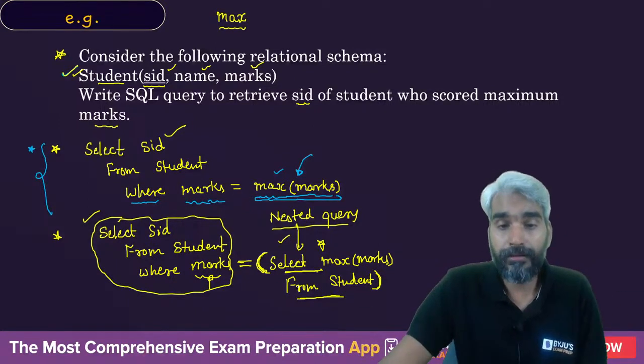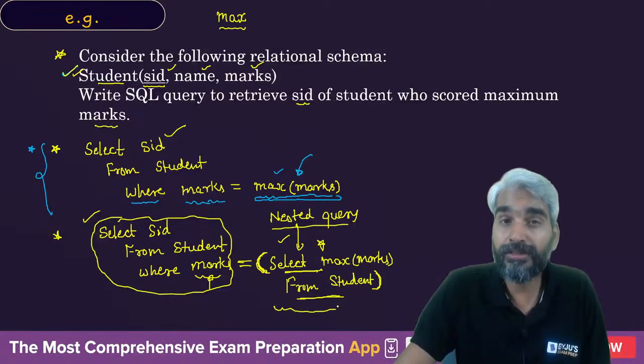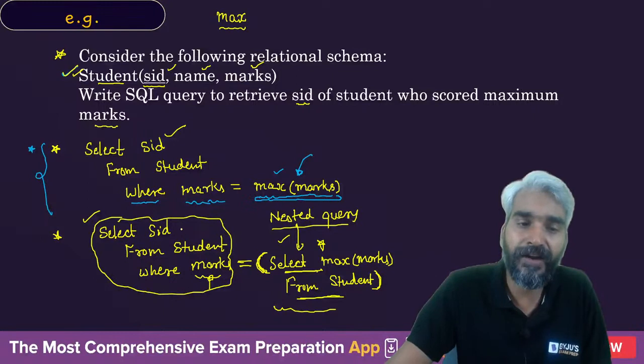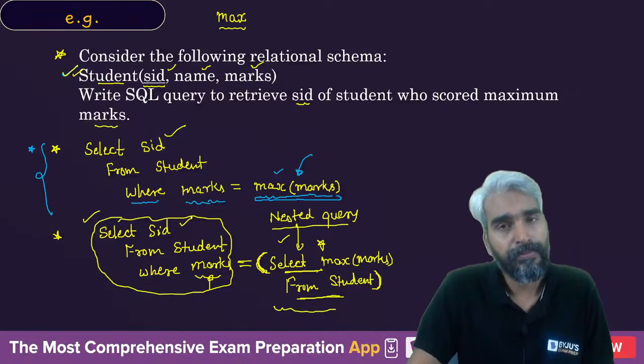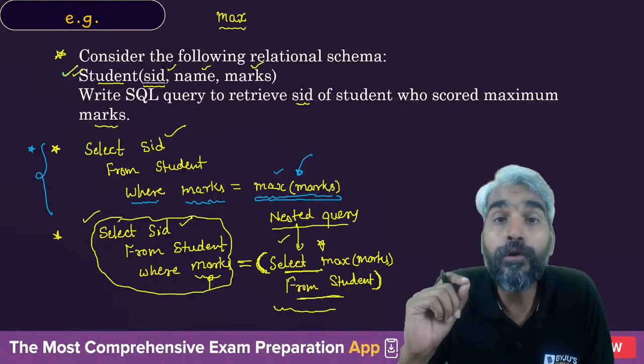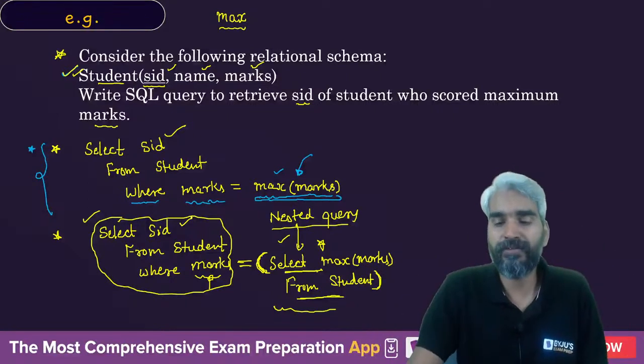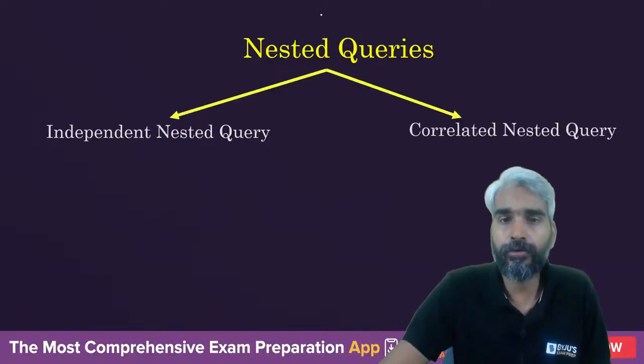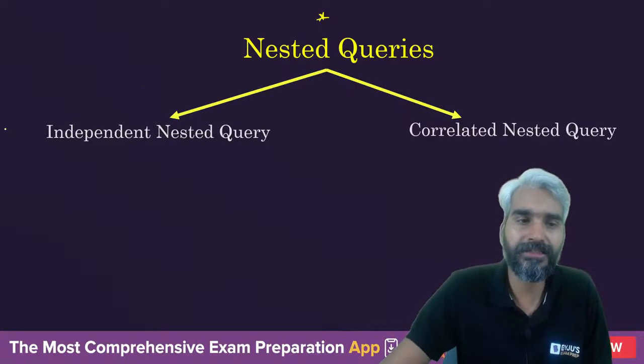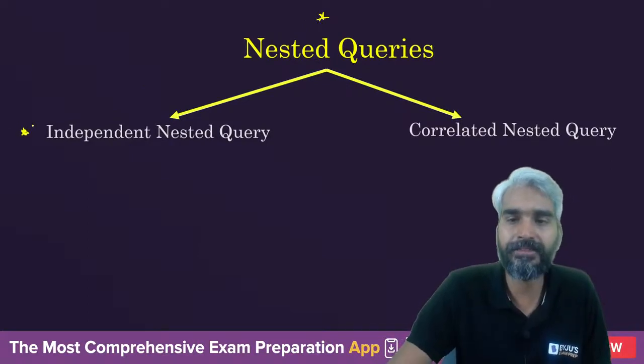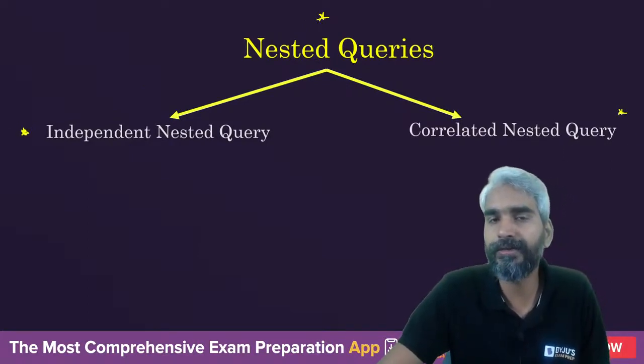If the inner query uses the attribute specified by the outer relation, then it will be known as a correlated query. So there will be two types of nested queries which we need to discuss. One is the independent nested query, another is the correlated nested query.